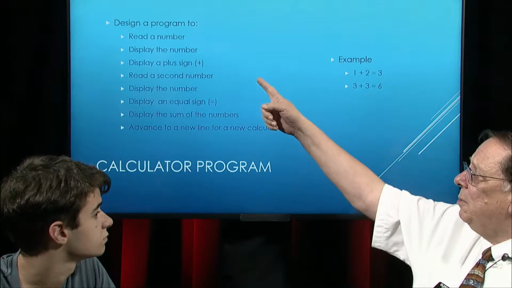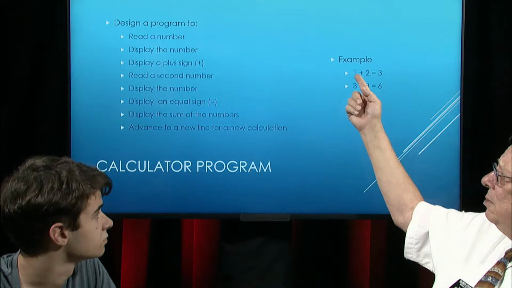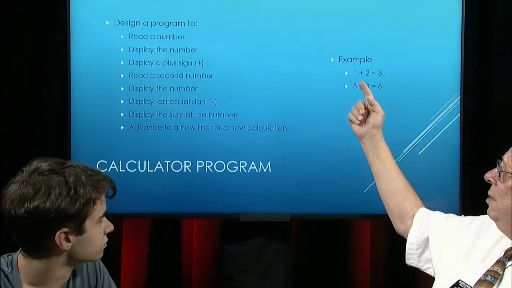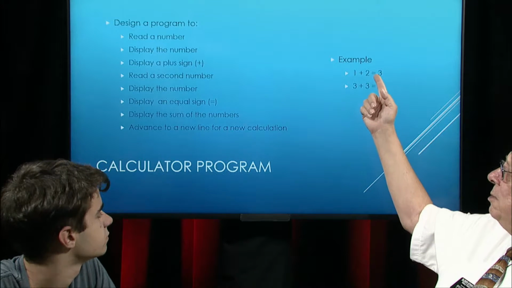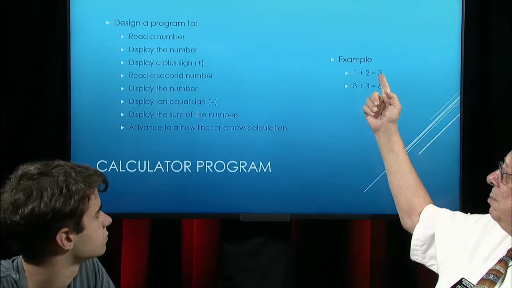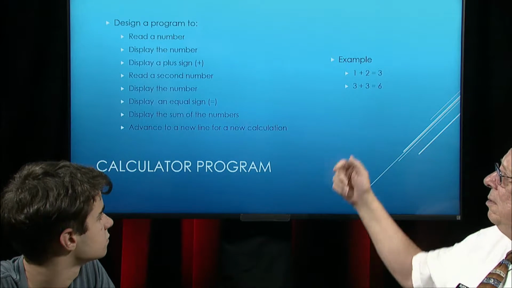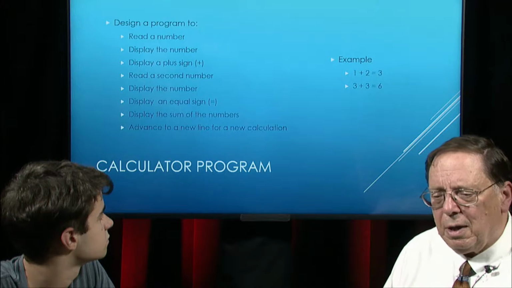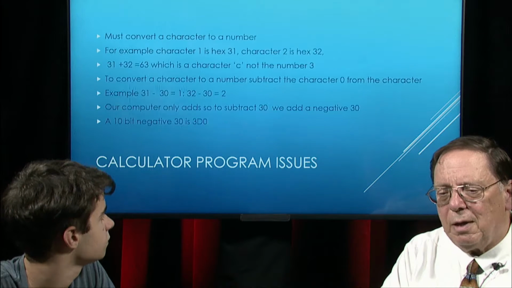What we have to do is read in a number, then display the number. So we read in a 1, display it. And then we want to display a plus sign. We want to read in a second number, display an equal sign, display the sum of the numbers, and then advance to the new line so we can do a new one. So that's our calculator program we want to try to build. Let's see what we would have to do that.